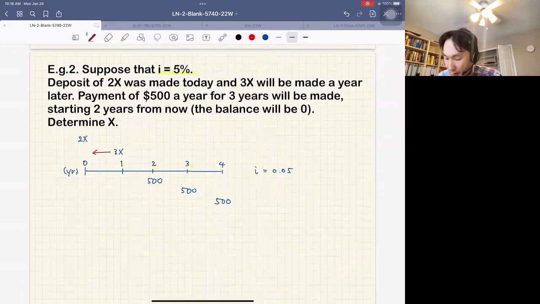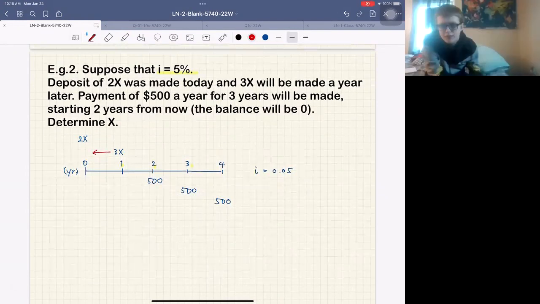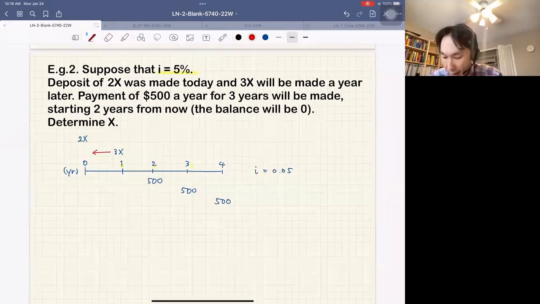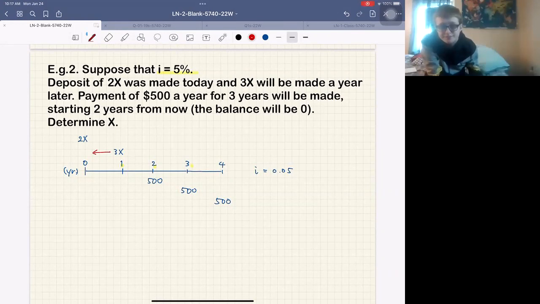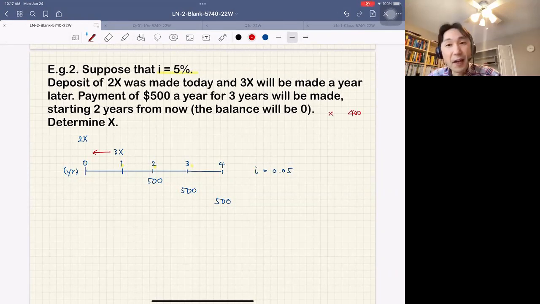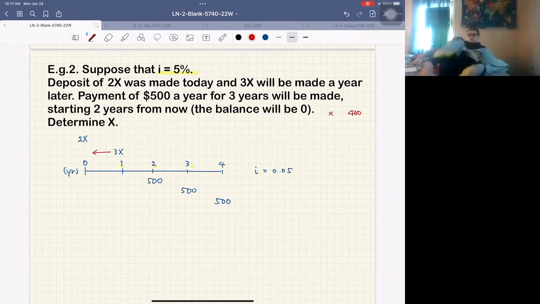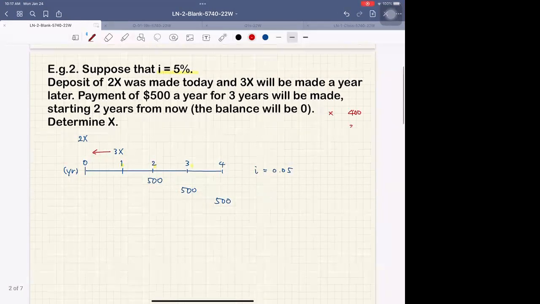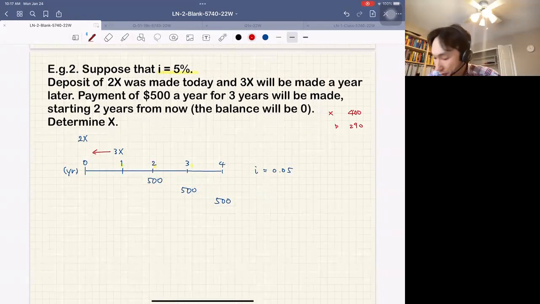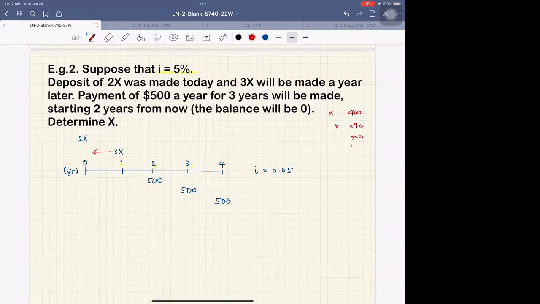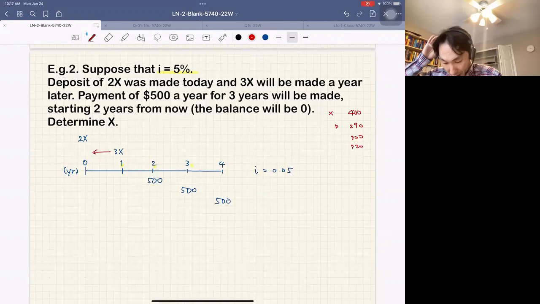Finally, you will get $1,500 in total. Anyone? You want me to find out what is x? Yeah, x. Let me see. $400. $400, x. Okay. Any others? Maybe 4 people can answer. 290. 290. Others? 300. 300. 320. 320. Okay.